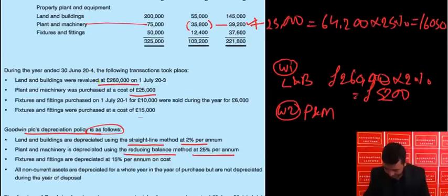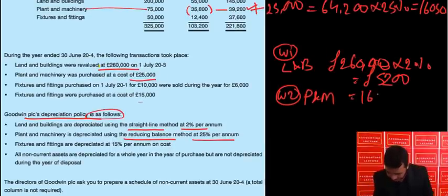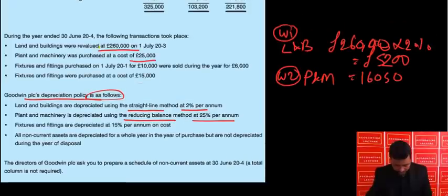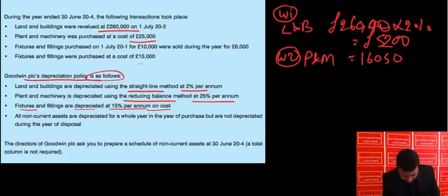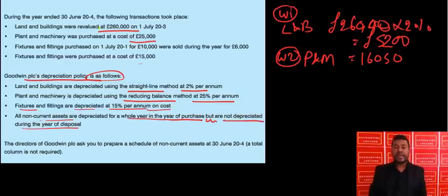Okay, that's over here, 16,050, working number 2. All right, moving on to fixtures and fittings, depreciated 15% per annum on cost. Okay, on cost means a straight line, but let's read one more line here. It says non-current assets are depreciated for the whole year in the year of purchase, but are not depreciated during the year of disposal. What do you mean by that?